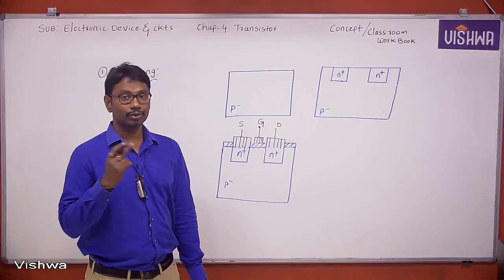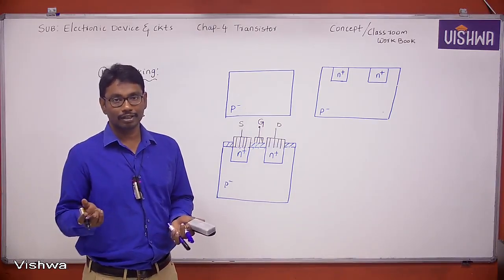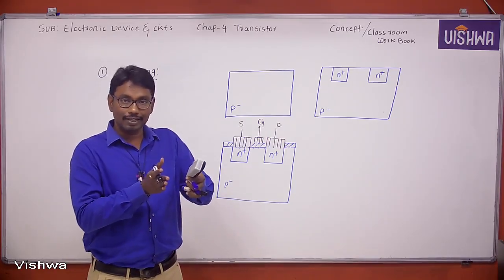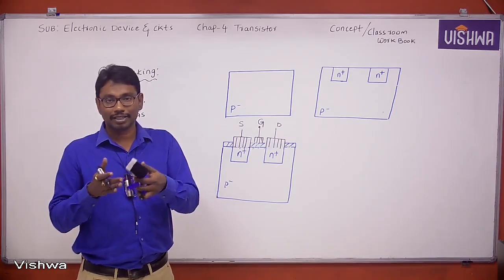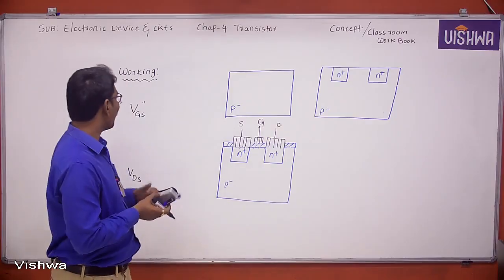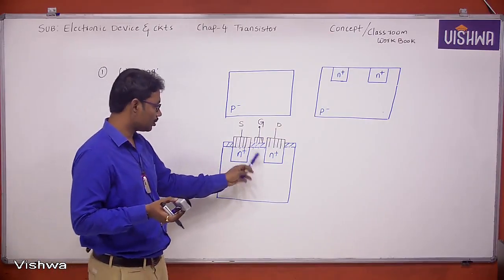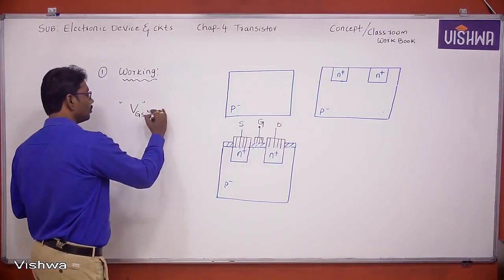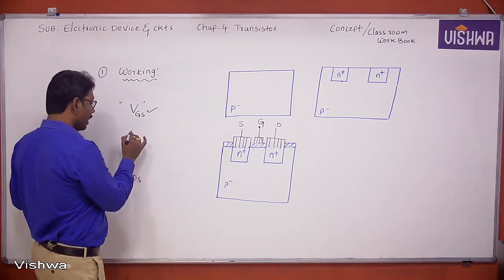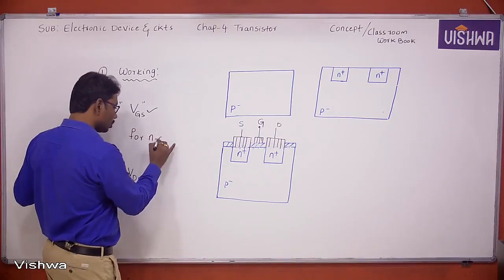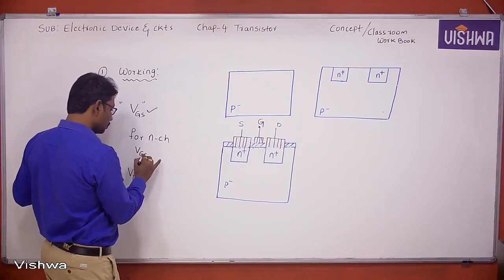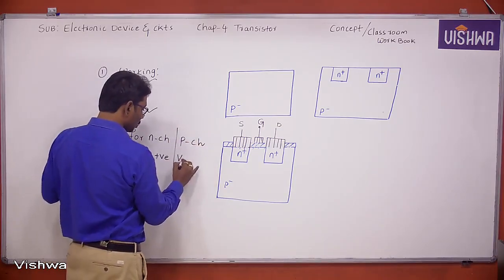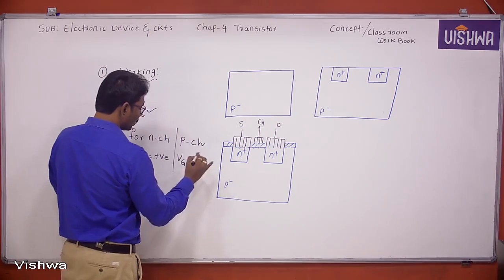I think I already told you we have two MOSFETs: one is enhancement MOSFET, another one is depletion MOSFET. The basic difference is that in the case of enhancement, the channel is absent, while in the case of depletion, the channel is present. That means here we have to create the channel in the case of enhancement, with the help of VGS. For N channel, the VGS should be positive. For P channel, the VGS should be negative.